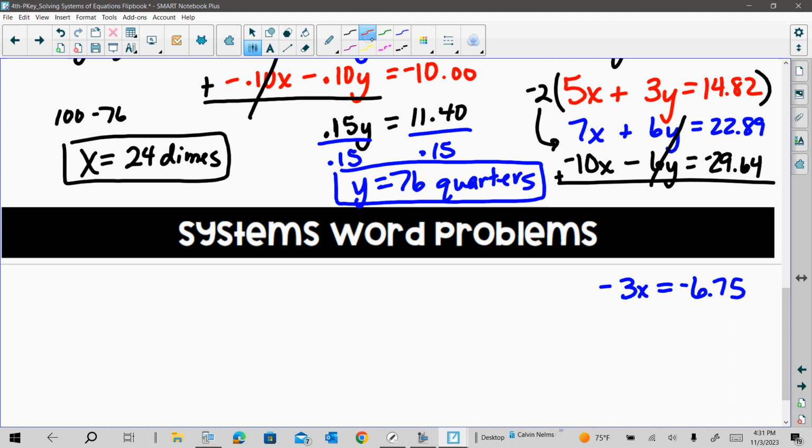And then we're going to divide everything by -3. Okay, so our x is equal to, our x is our hot dog. So our hot dogs cost $2.25. Do they want, what is the cost of each hot dog and each bag of Doritos? So there's our hot dogs.